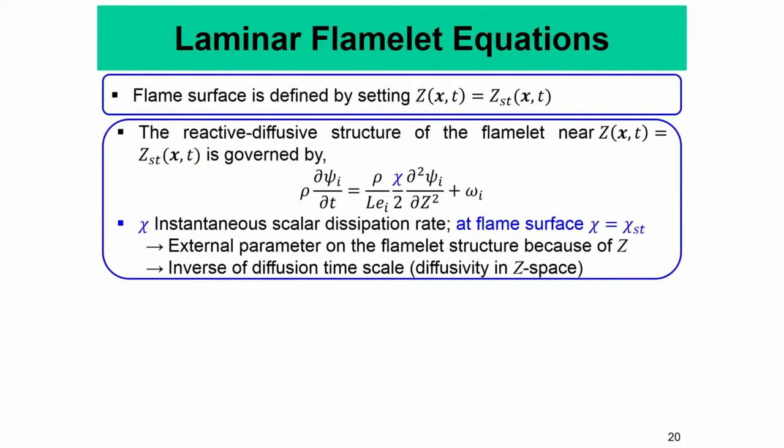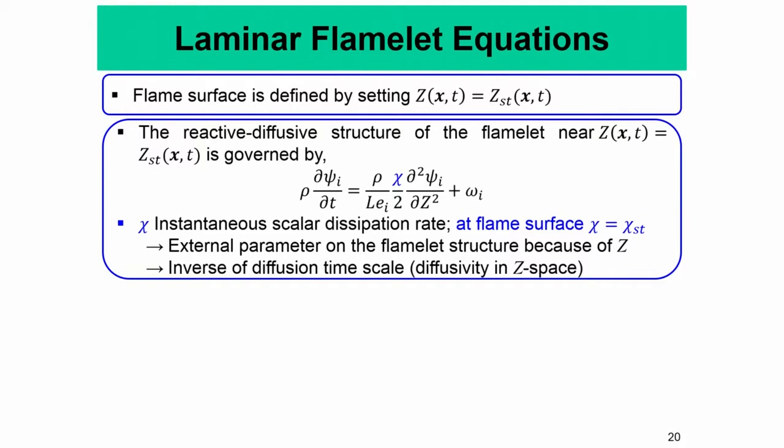Now, going back to what we were discussing, we have obtained a laminar flame surface which is essentially defined by Z equal to Z_ST, and the reactive diffusive structure of the flamelet near Z equal to Z_ST is given by this equation, which we have obtained by transforming from the physical coordinate into Z space. We are just recapitulating the discussion that we had 5 minutes ago.